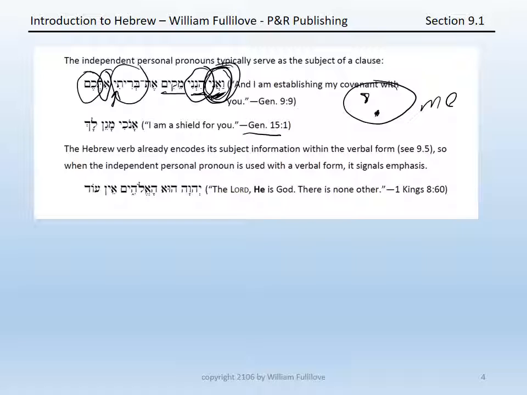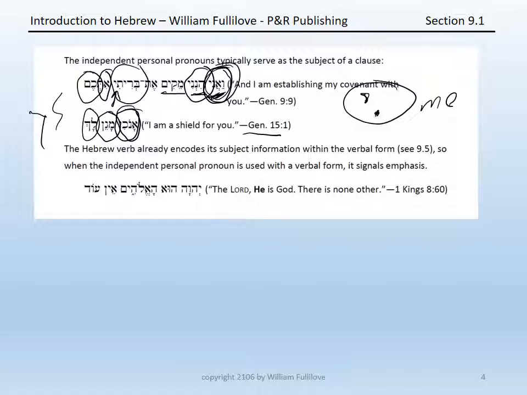In Genesis 15:1, we have Anochi magen lak. I, independent personal pronoun. Magen is glossed as a shield, and then this is the preposition lamed, to or for, and the kaf is the possessive suffix, for you. So again, the subject is Anochi, an independent personal pronoun.